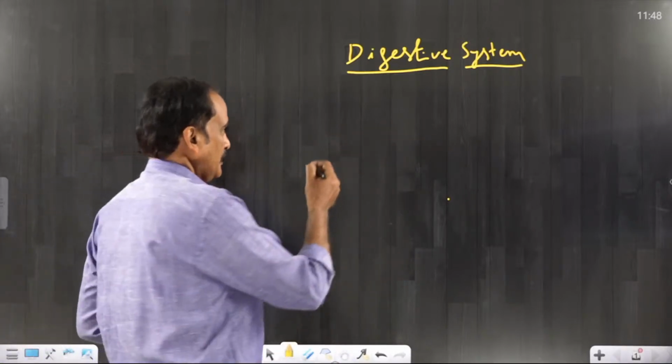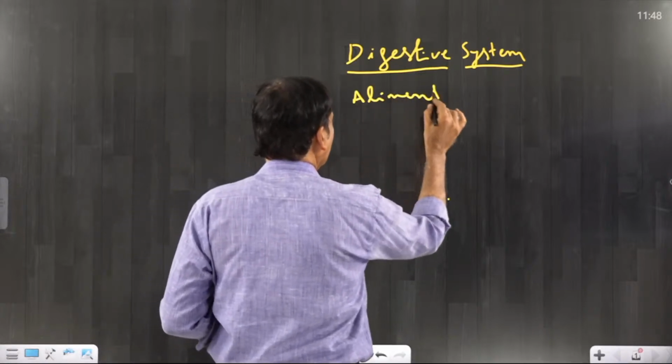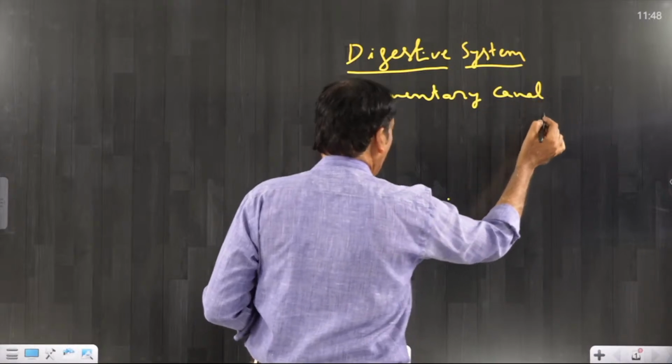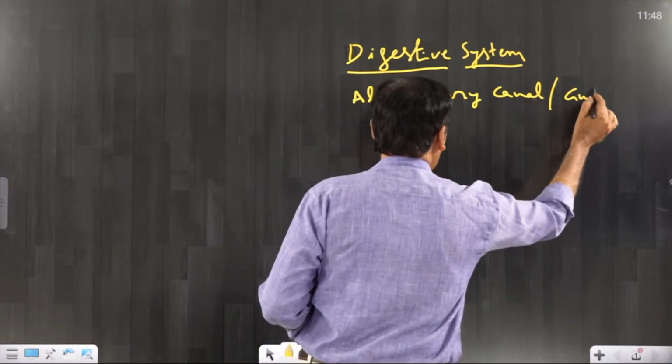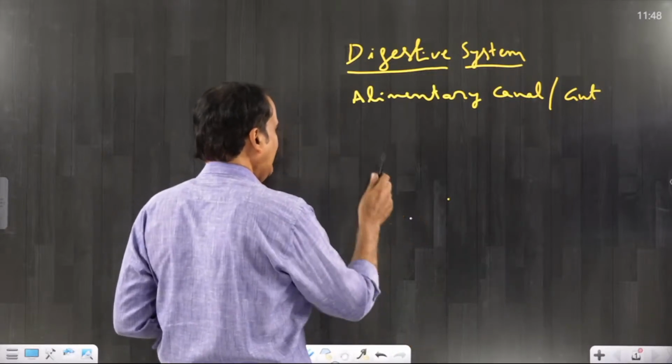So, in cockroach, the alimentary canal or the gut is divisible into 3 regions being called as foregut, midgut and hindgut.